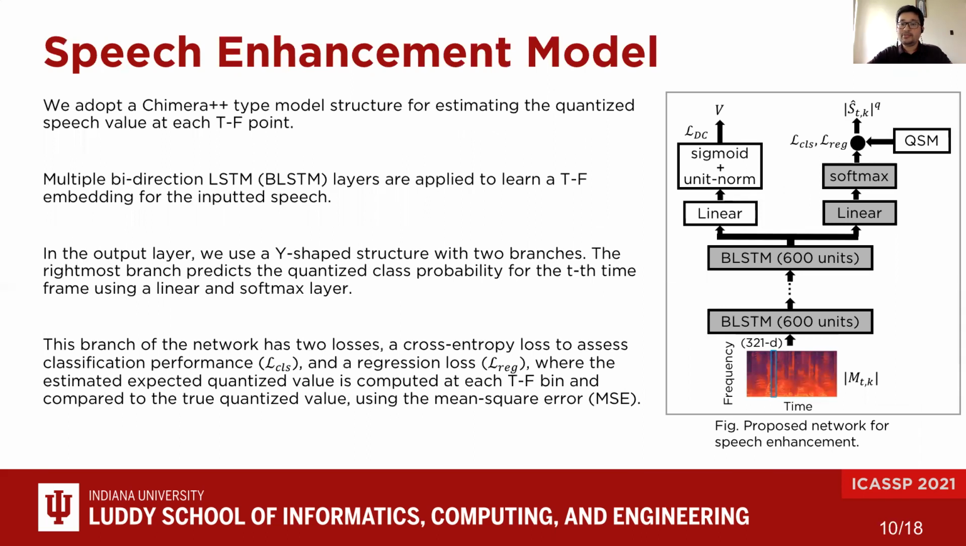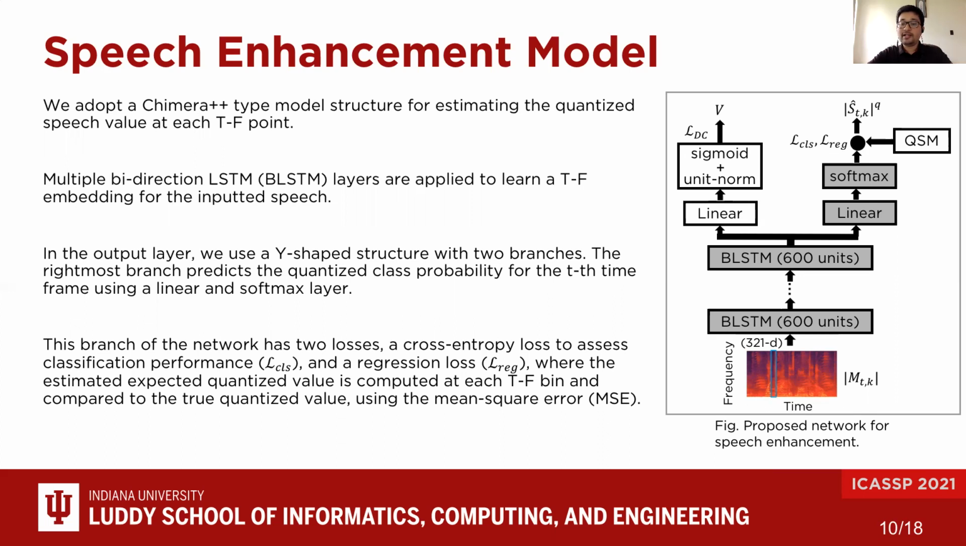So we design our speech enhancement model. We adapt a Chimera++ type model structure for estimating the quantized speech value at each TF point. On the right hand, we show our proposed network for speech enhancement. Multiple bidirectional LSTM layers are applied to learn a TF embedding for the input speech. In the output layer, we use a Y-shaped structure with 2 branches. The rightmost branch predicts the quantized class probability for each TF point using a linear and softmax layer.